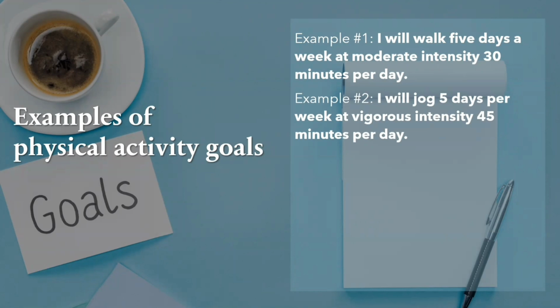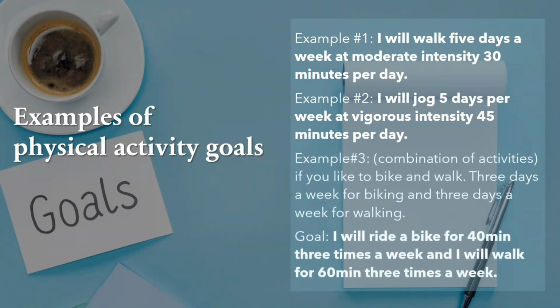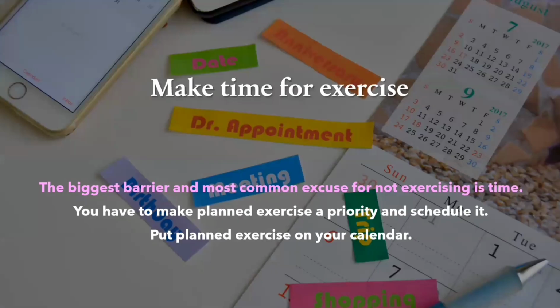Example number 2. I will jog 5 days per week at vigorous intensity, 45 minutes per day. This adds up to 225 minutes per week at vigorous intensity. Example number 3. Combination of activities. If you like, for example, bike and walk, 3 days a week for biking, 3 days a week for walking. The intensity might vary, so biking would be a vigorous intensity, walking would be a moderate intensity, and it would be 40-minute duration for biking, 60-minute duration for walking.